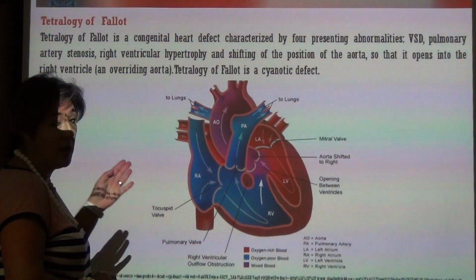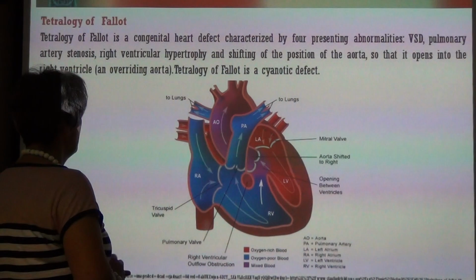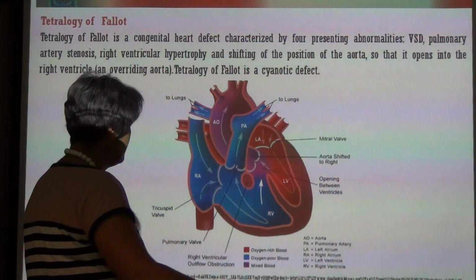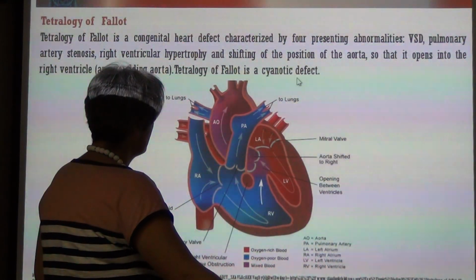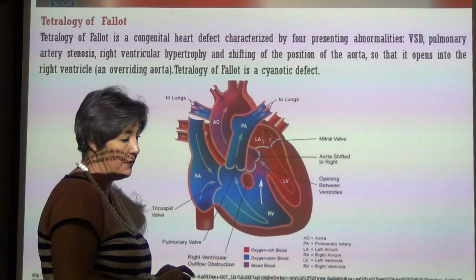It's the surgically most difficult one to repair, but the surgeons do repair these children with good results, but these children are very, very sick, and we refer to this type of congenital heart defect as a cyanotic defect.